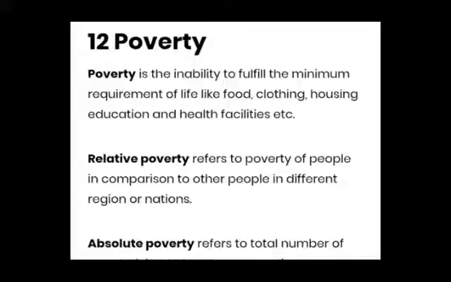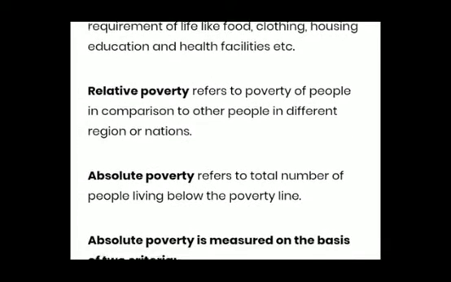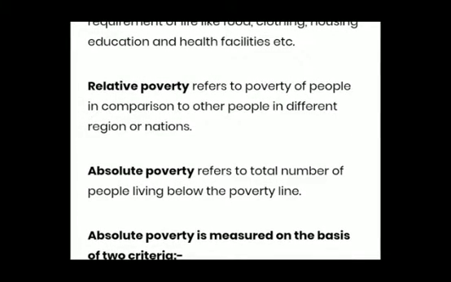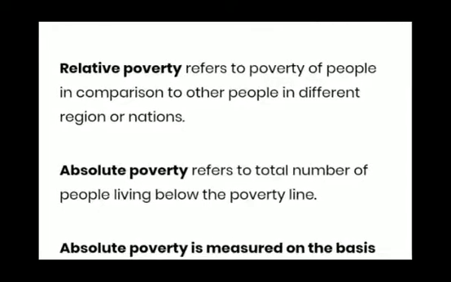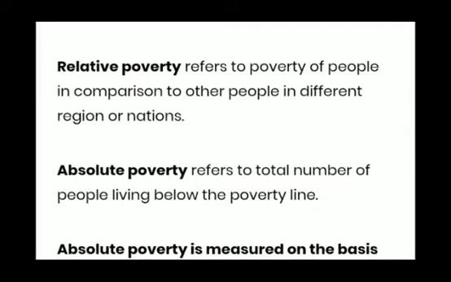Poverty shows the inability of a person to meet his minimum requirements of existence, which basically includes food, clothing, education, housing, and health facilities. Poverty can be defined in two ways. There are two measures of poverty: relative measure and absolute measure.